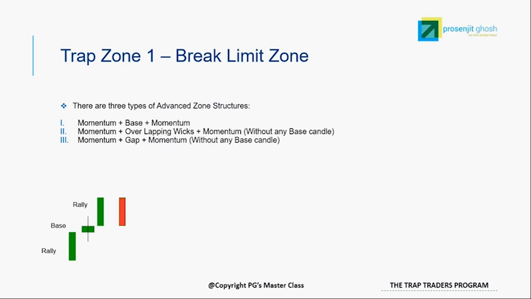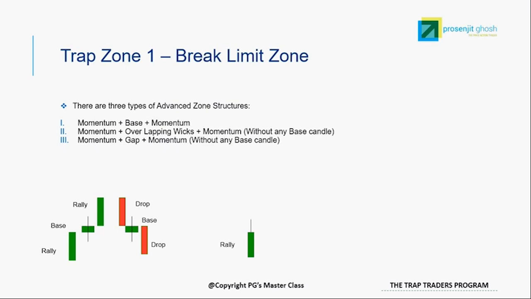Similarly, we have a supply structure which is exactly opposite to this. There we have a drop, and the drop candle is also momentum, followed by a base, followed by another drop candle which is a momentum candle. So momentum plus base plus momentum. This we have already learned. Okay. So rally base rally and drop base drop. Drop base drops are supply and rally base rallies are demand structures. We already know that.